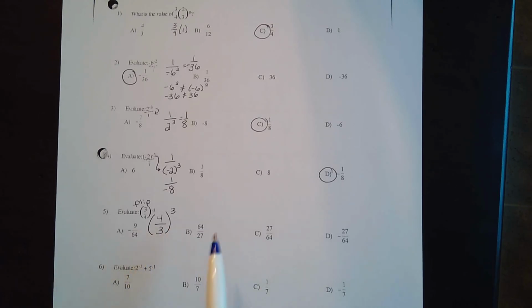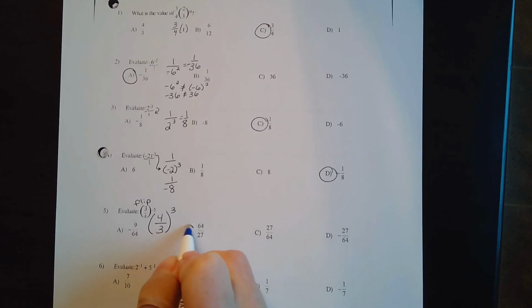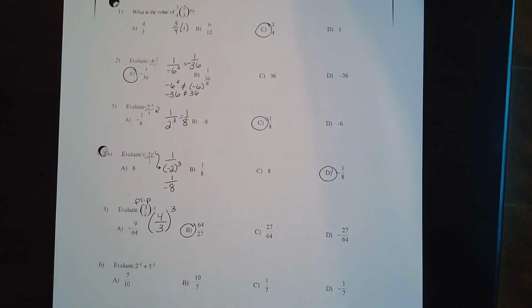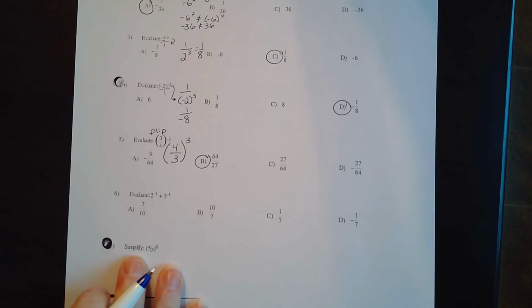Or you could raise them both separately. 4 to the 3rd power is 64, and 3 to the 3rd power is 27. So you can do them one at a time, or you can just put the whole thing into your calculator and get your final answer. Choice B.